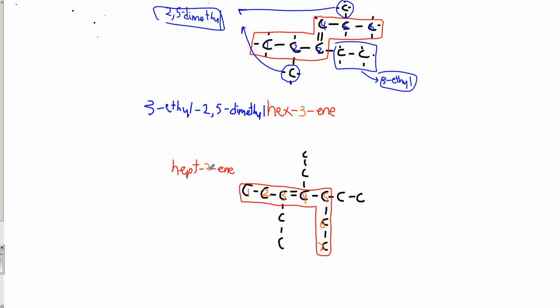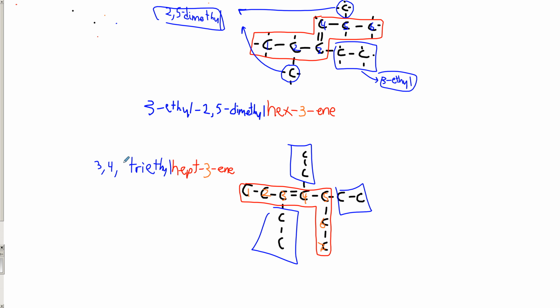We have 3 of the same kind of branch. They're all ethyls. There's 3 of them, which means that I use triethyl. So it's triethyl hept-3-ene. Now all we have to do is explain where the ethyls live. One of them lives on carbon 3. One of them lives on carbon 4. And one of them lives on carbon 5. 3,4,5-triethylhept-3-ene.